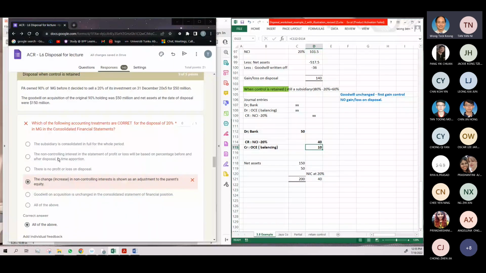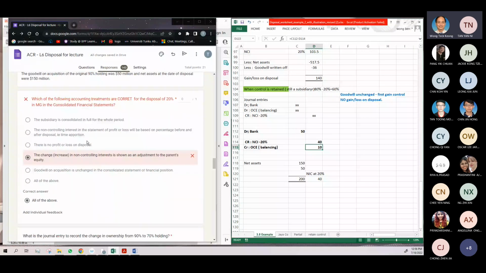So before, you have NCI 10%. Now the NCI becomes 30% after the disposal sale of 20%. So no profit and loss, correct. No gain/loss on disposal, goodwill unchanged. So the increase in NCI is shown as an adjustment to parent equity. So this is correct. Then we charge to here, the balancing. Understand? Balancing here means you charge to equity, other components of equity, anything other than share capital and retained earnings, we put under here, all the reserves. So goodwill on acquisition is unchanged. So this is also correct.